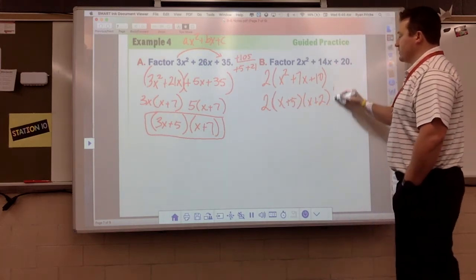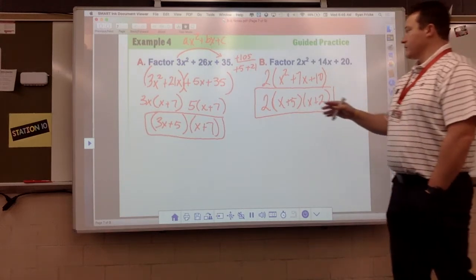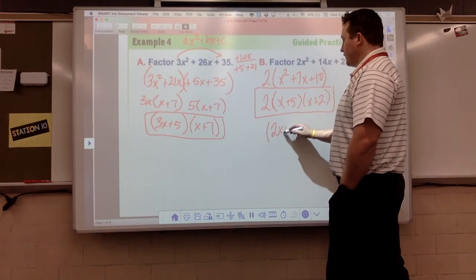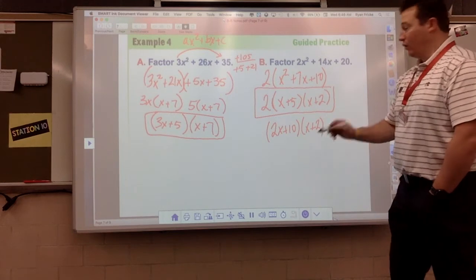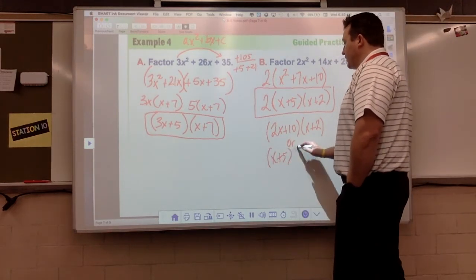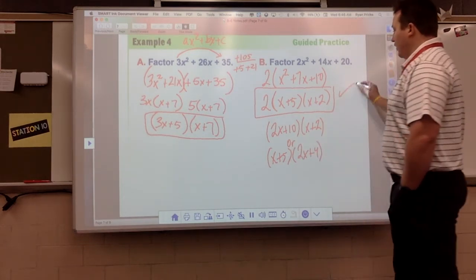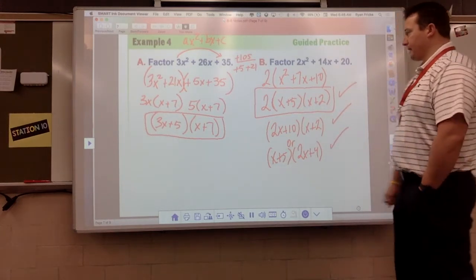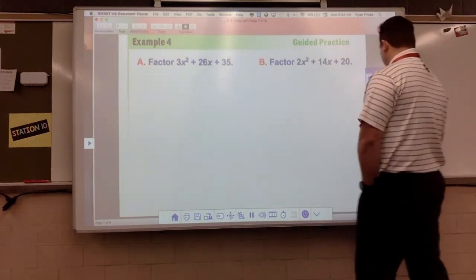So, if you didn't factor out the 2, your answer might look like this. Or it could look like this, x plus 5 and 2x plus 4. All 3 of these are correct answers. Isn't that crazy? So anyway, there we go. We're getting onto the end here, I do believe.